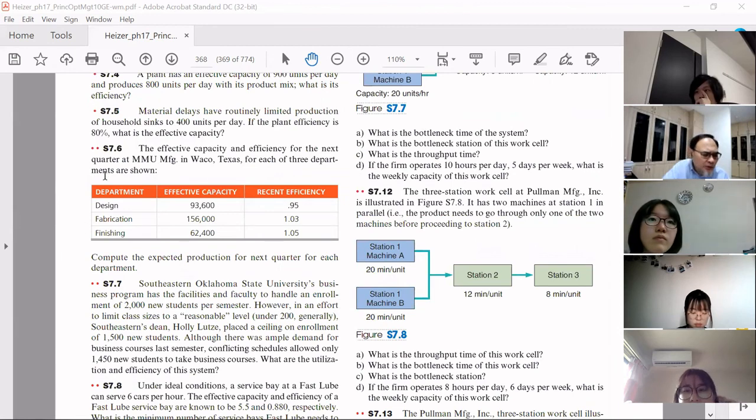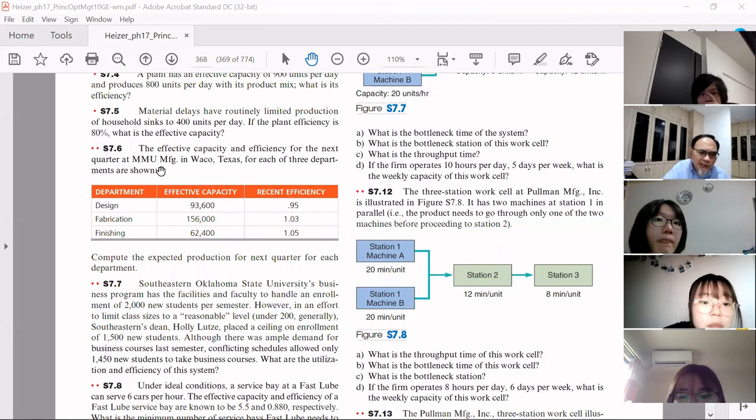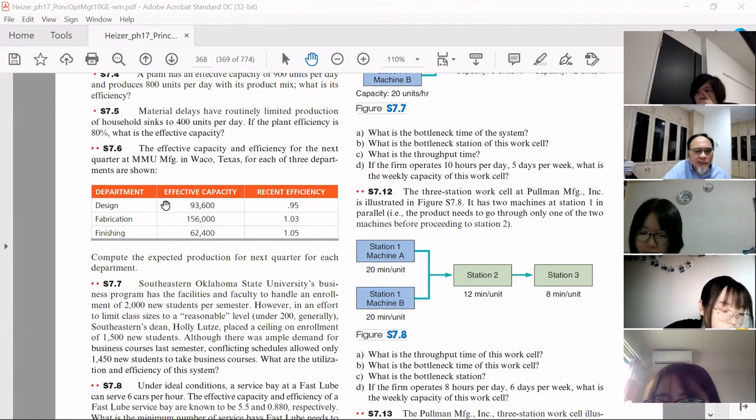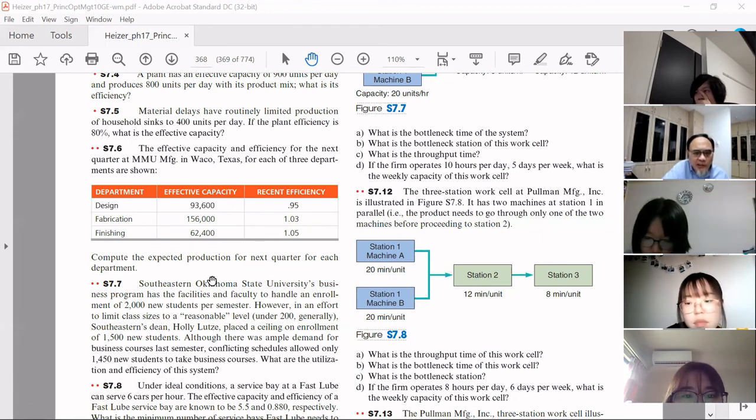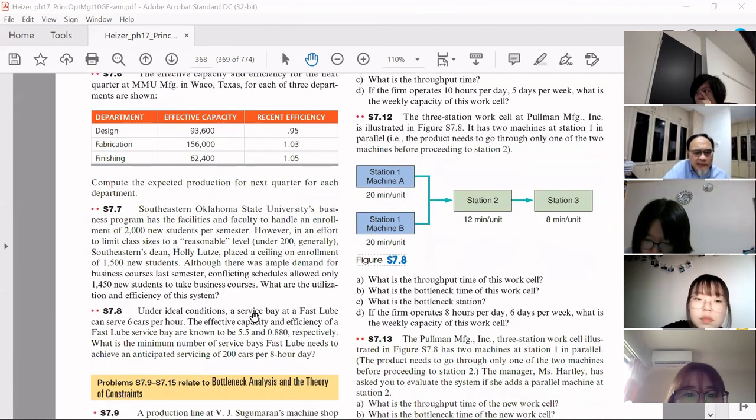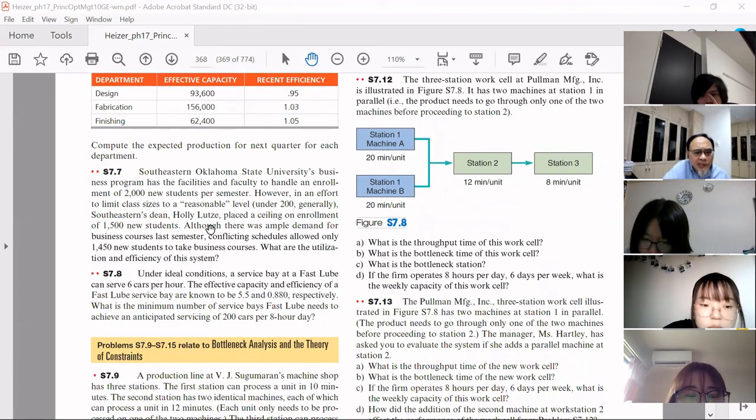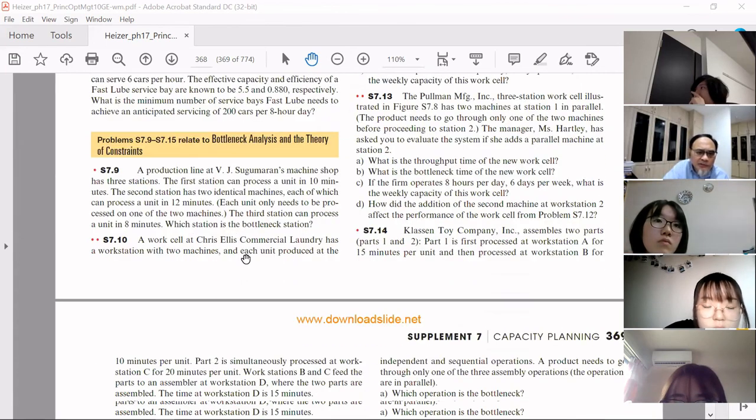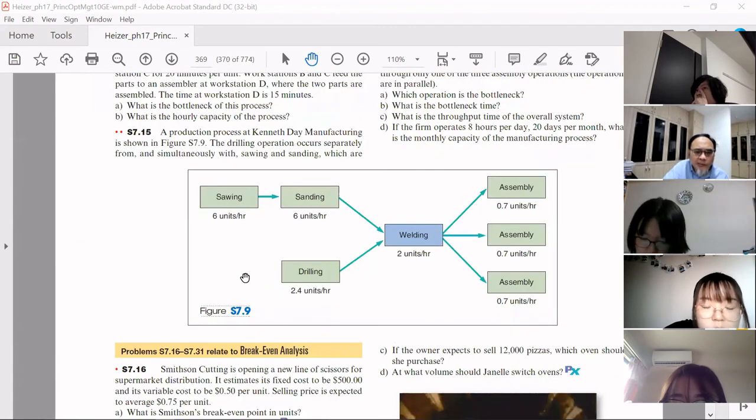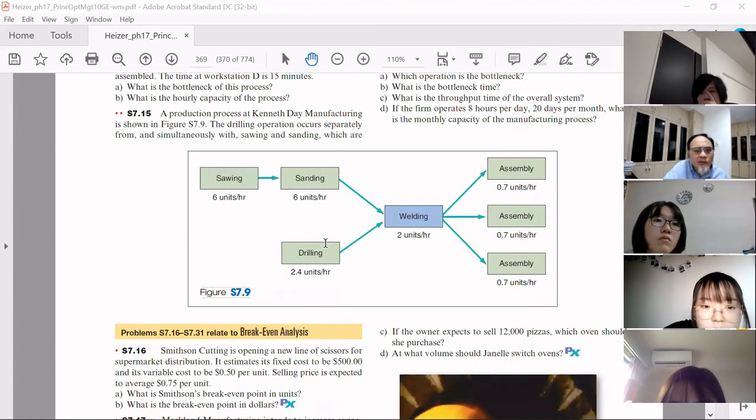So if you can do 7.6 here, the effective capacity efficiency for next quarter at MMU manufacturing for each department, compute the expected production for next quarter for each department. Okay, that's problem 7.6. If you want to know more, you can do other problems which relate to capacity by yourself.